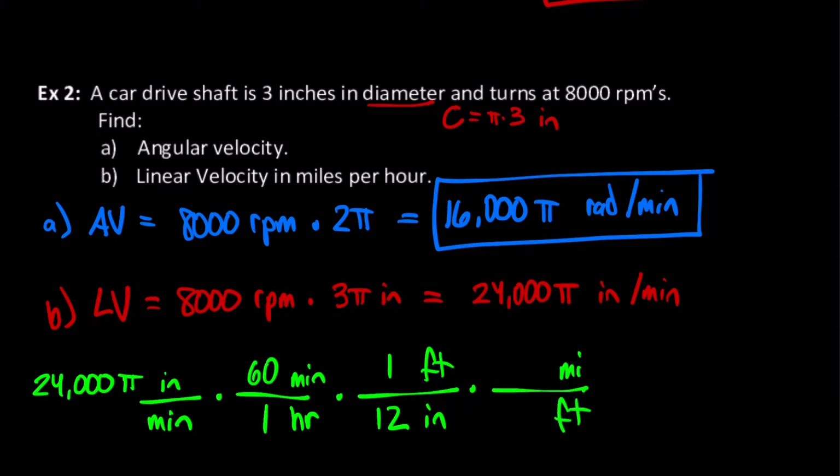This is a conversion factor you need to know. 1 mile contains 5,280 feet. And yeah, you do need to memorize that. You should know how many feet are in 1 mile. And the rest is just a calculator exercise.